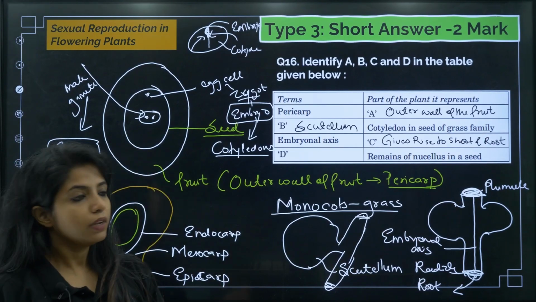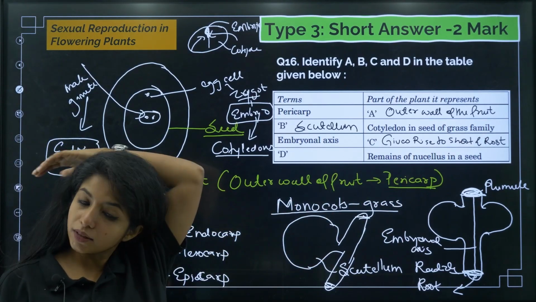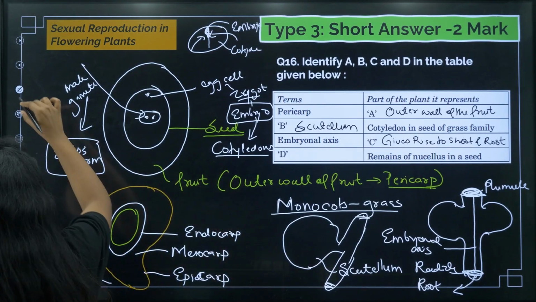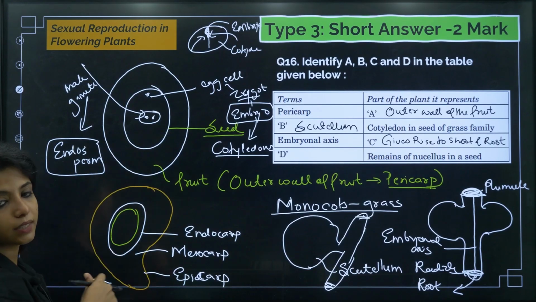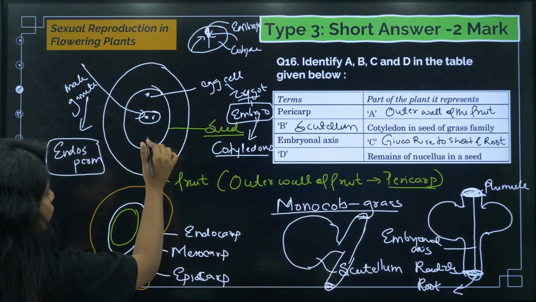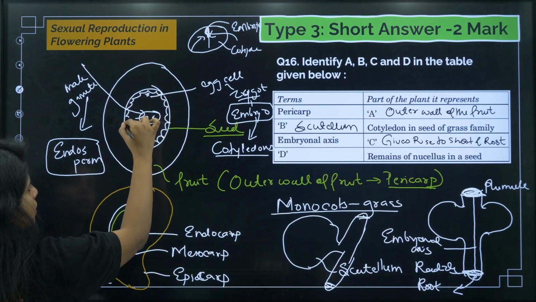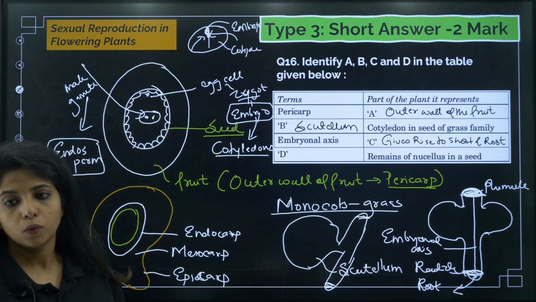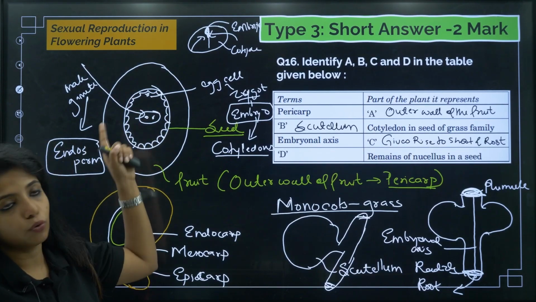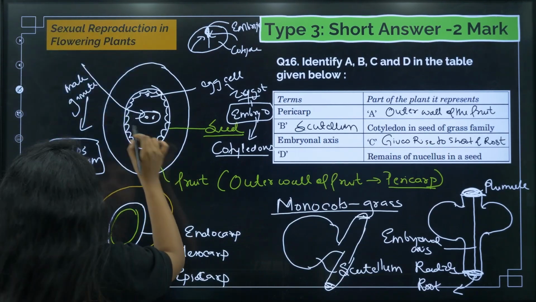Now, dash is the remains of nucellus in a seed. What do you call the remains of nucellus in a seed? Remember nucellus? In the ovule you had nucellus, and one cell becomes the megaspore mother cell. Sometimes the nucellus remains, and this nucellus will also be providing nourishment to the growing embryo. Now this nucellus has a specific name.